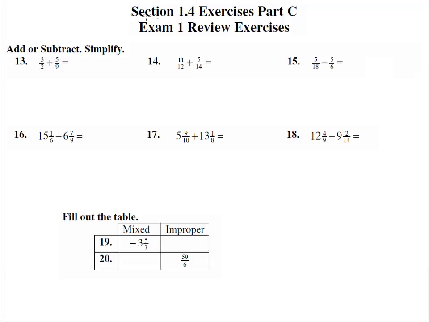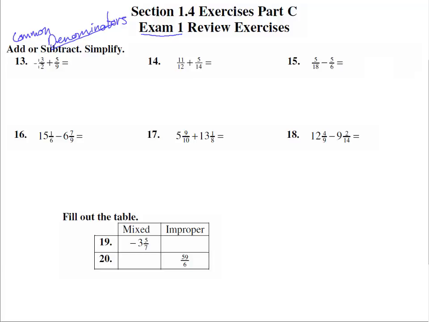Here we are in section 1.4 exercises, part C. We're reviewing for exam 1. So let's do it. Add or subtract and then simplify. We've got fractions all over the place here. Fractions, in order to add or subtract, we need common denominators. If we don't have common denominators, we can't do anything. So we've got to make sure we get those.